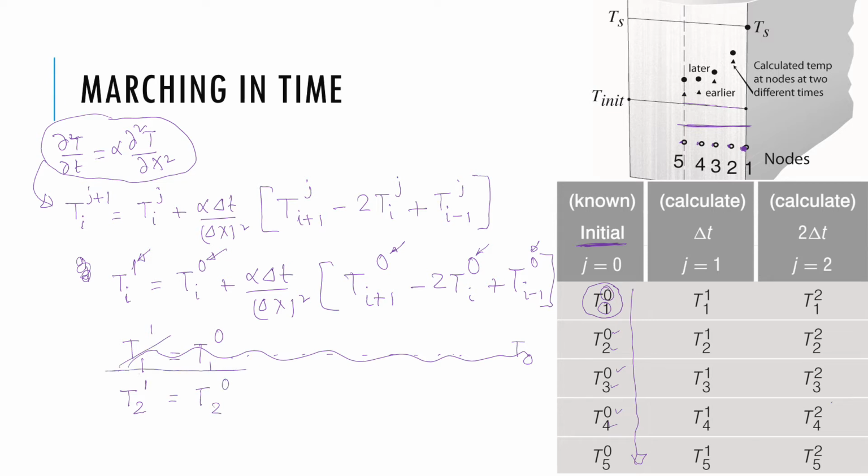Let me clean this up. T(2, 0) plus α Δt over Δx² times [T(3, 0) minus 2 T(2, 0) plus T(1, 0)]. So you notice the interesting part: everything that has a subscript 0 is known. And so we can calculate from this the T(2, 1).